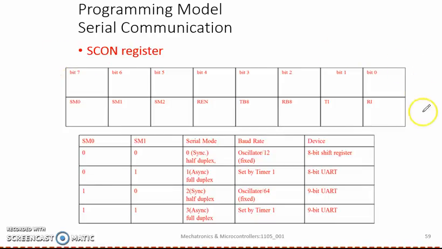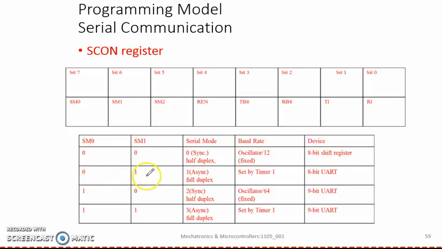So this is the SCON register which we discussed in the previous slide. Bit 7 and bit 6, SM0 and SM1, these two bits decide the serial communication modes. SM2 is reserved. REN, TB8, RB8, TI and RI we have already discussed. When SM0 and SM1 are 00, it is synchronous half duplex mode, that is mode 0, where the baud rate will be oscillator frequency divided by 12. It is fixed. It behaves as an 8-bit shift register.